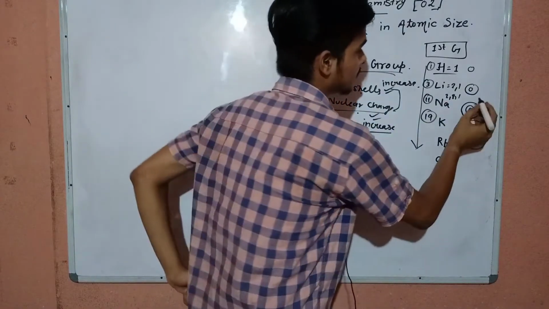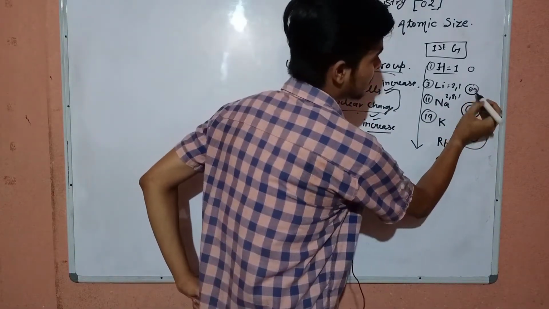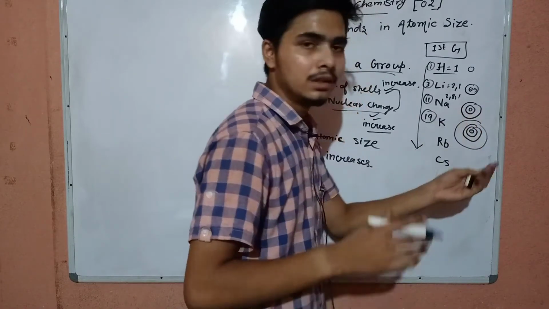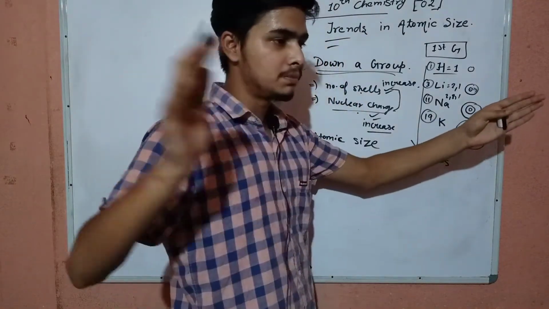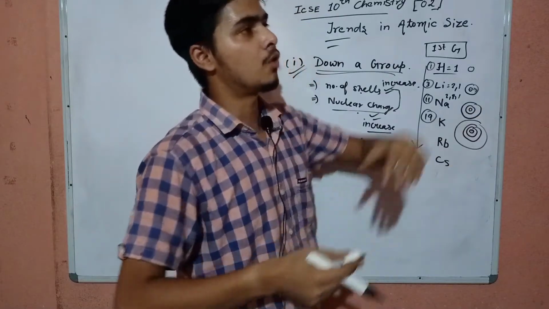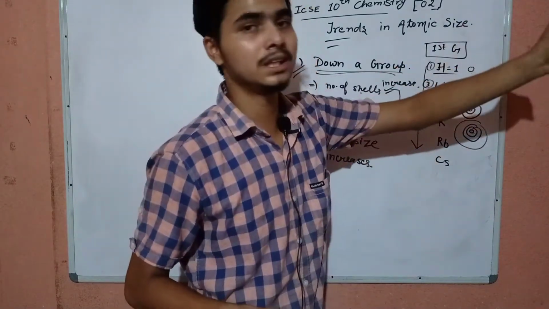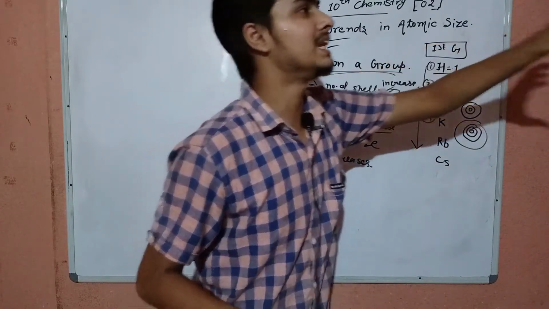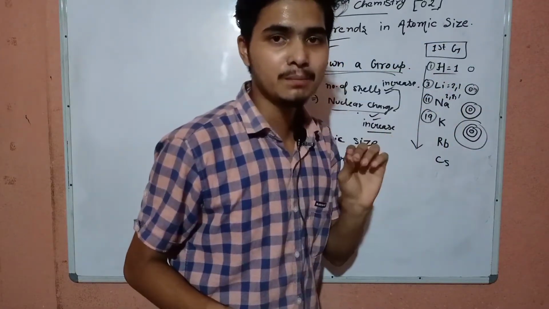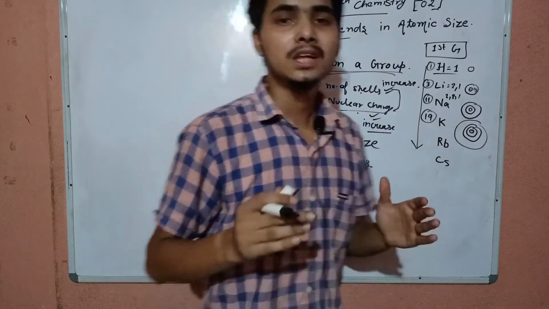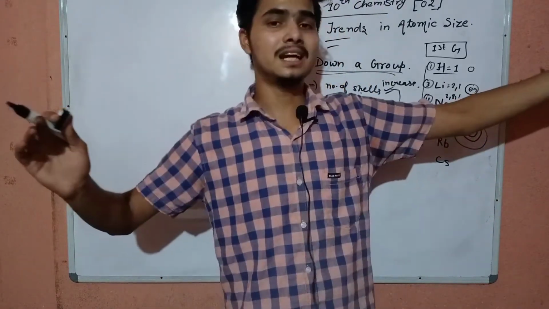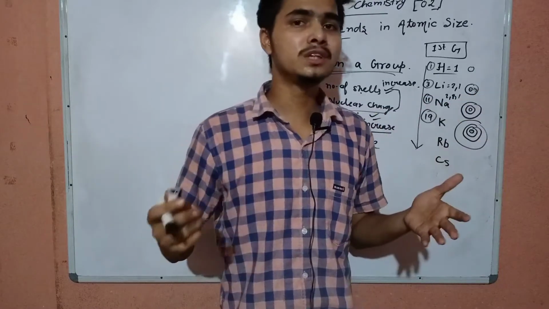But actually what happens is that as it is trying to pull, if you see sodium, the atomic size is getting bigger and bigger. So the outermost shell is getting wider and it is unable to attract. Are you getting my point? The outermost shell is so far away that the effect of nuclear charge is not seen.